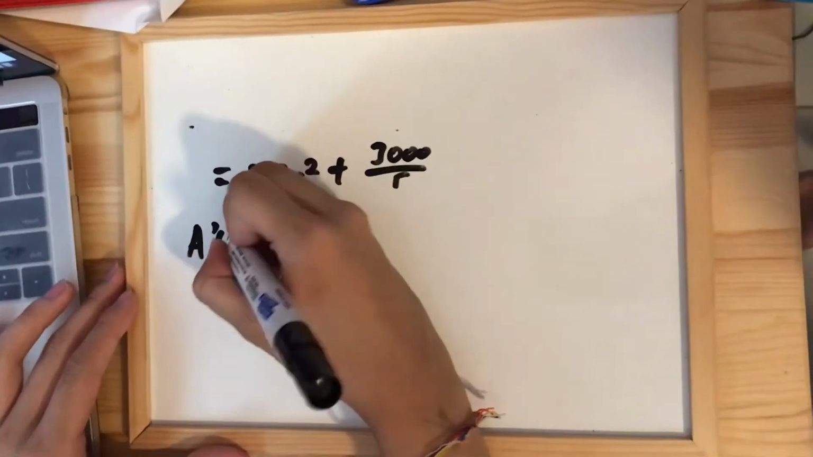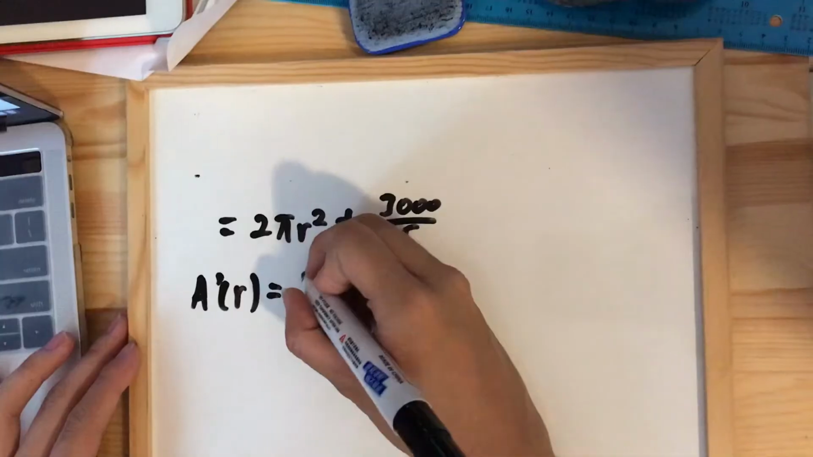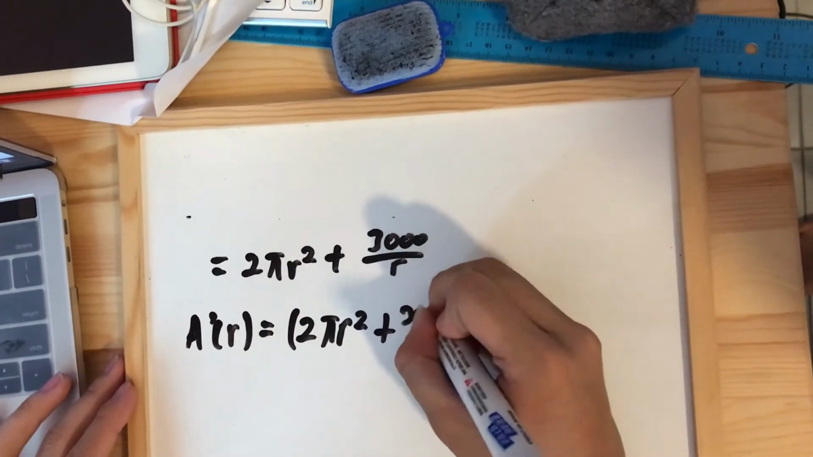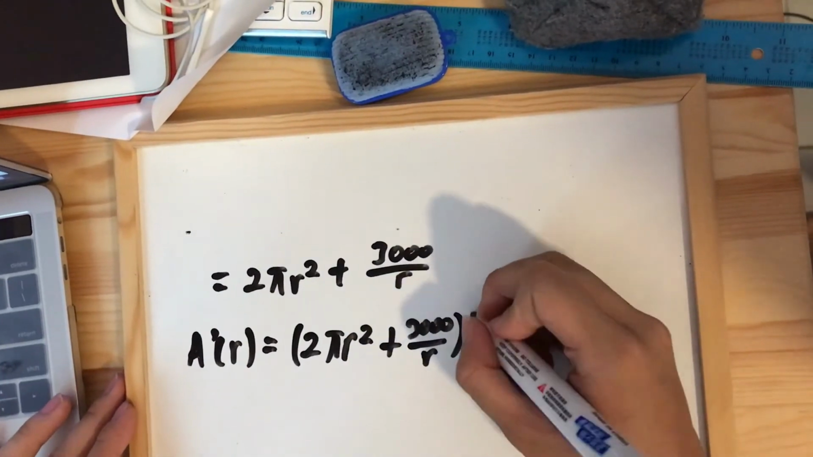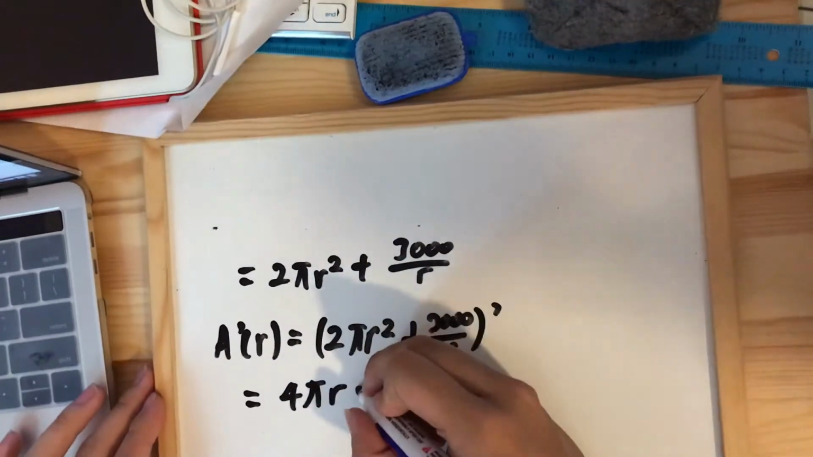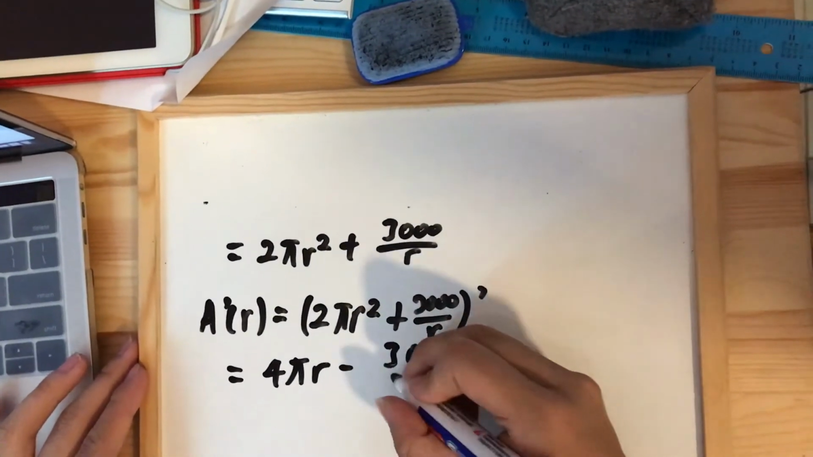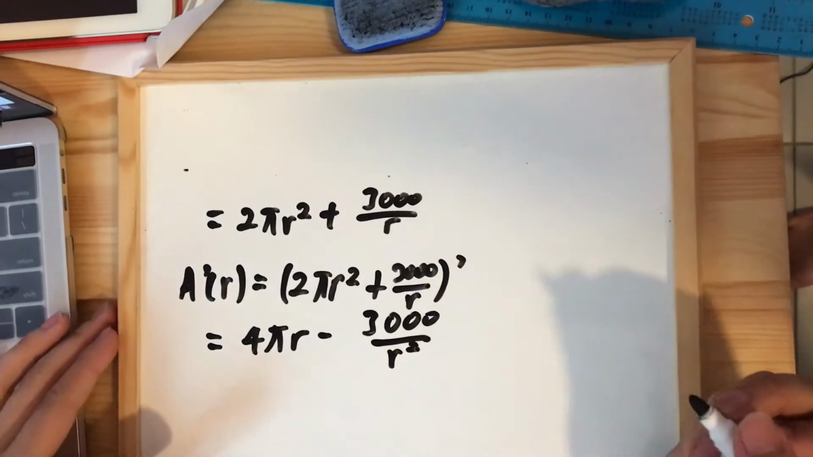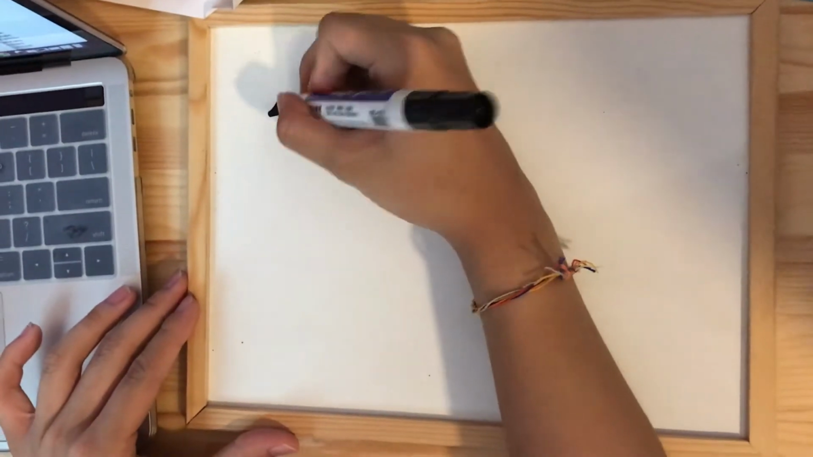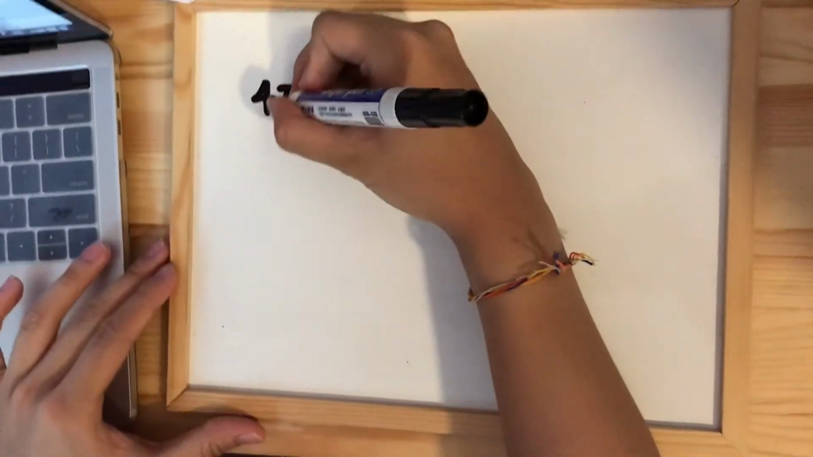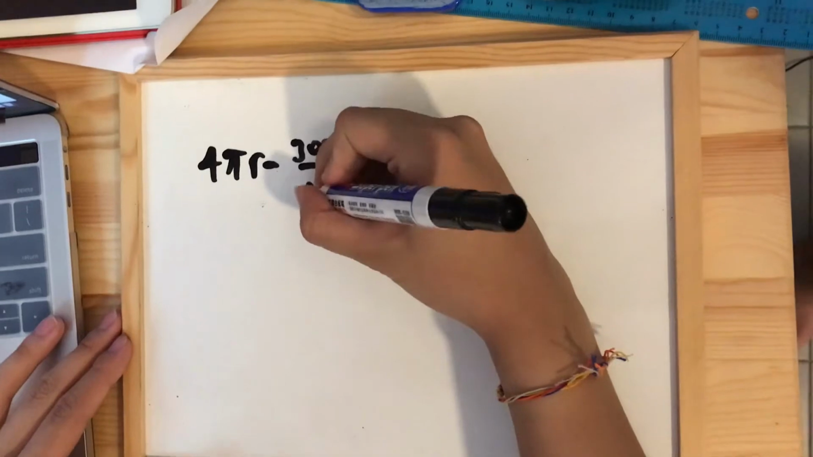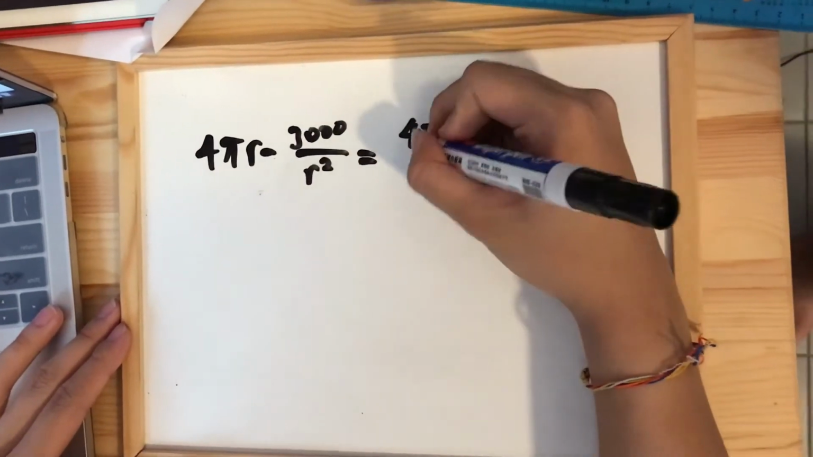To find the absolute minimum value of A equals 2 pi r squared plus 3,000 over r, we can use the first derivative test for absolute extreme values. The derivative A prime of r is equal to 4 pi r minus 3,000 over r squared. And the said function, 4 pi r minus 3,000 over r squared, can be further simplified into 4 pi r cubed minus 3,000 over r squared.